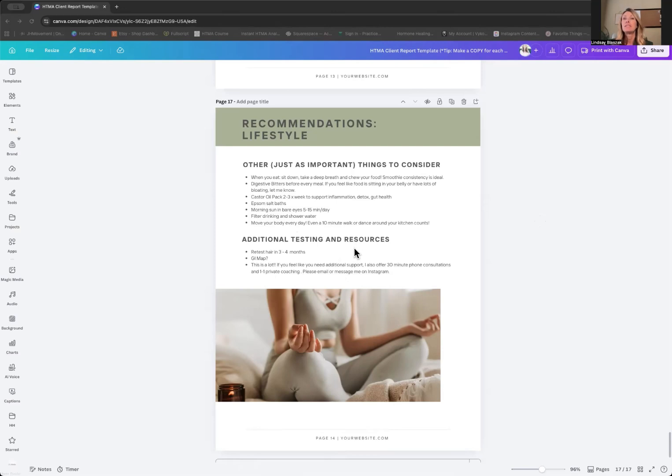And of course, if this is just a one-off test or something like that, you can make note here, I always did, of other options to work with me for ongoing support. So this is just the general structure I follow for my HTMA sessions. It helps keep everything super clear, organized, and not overwhelming for your client.